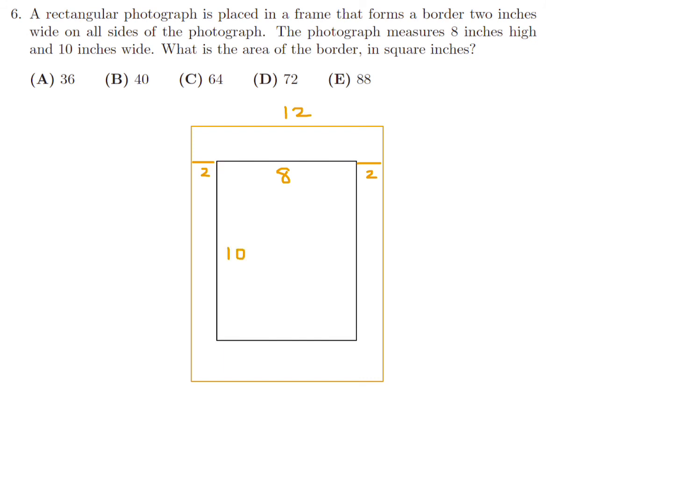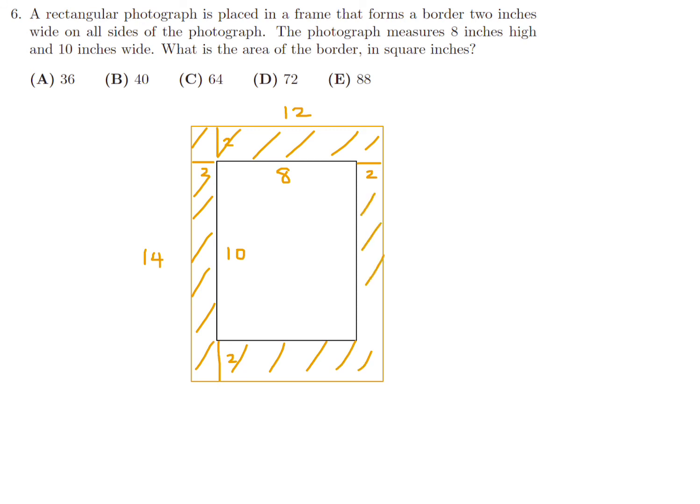And the border again is 2 inches on both sides. Sorry, it's not drawn to scale. 2 and 2. So that means this whole side must be 10 plus 2 plus 2, which is 14. So how do we figure out the area of that border that I'm shading in?